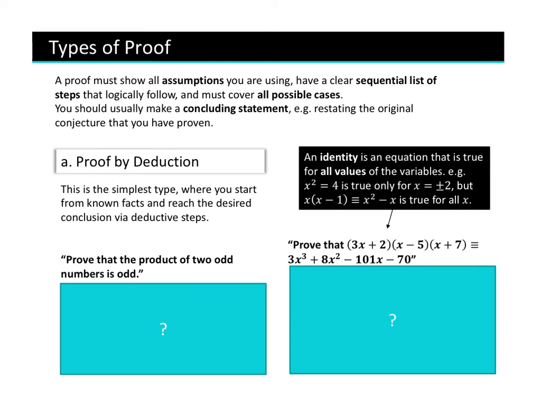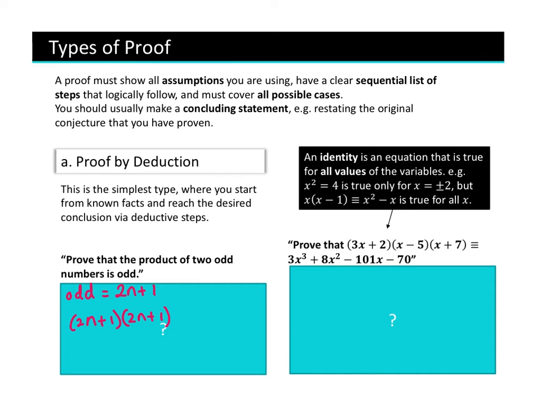So we've got types of proof. Type 1, proof by deduction. This is the simplest type, and you start with the facts and then you get to a conclusion. So prove that the product of two odd numbers is odd. Okay, so first of all, what is an odd number? An odd number is 2n plus 1. And it says prove that the product of two odd numbers, so we know we need to multiply 2n plus 1 times 2n plus 1.